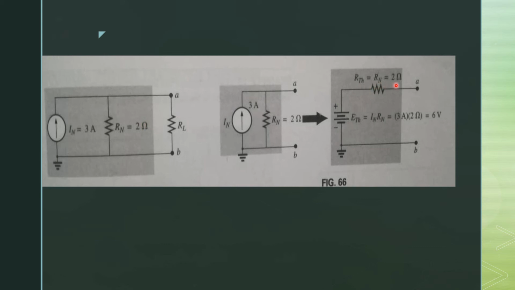R Thevenin is equal to R Norton, so the value of R Norton is equal to 2 ohms. Now E Thevenin is equal to 6 volts. We have to find the value of IN, so IN is equal to E Thevenin divided by RN, which is equal to 3 amperes. So by using Ohm's law, you can convert the Norton equivalent circuit to Thevenin and the Thevenin equivalent circuit to the Norton equivalent circuit.